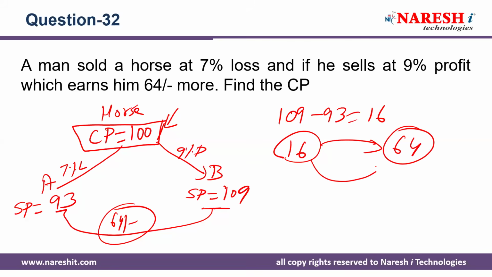How can I convert my wrong answer to the correct answer? By multiplying by 4. Because if 16 is multiplied by 4, then it will match 64 rupees. Then the CP, which I've taken as 100 rupees, also needs to be multiplied by 4, and the original CP becomes 400 rupees.